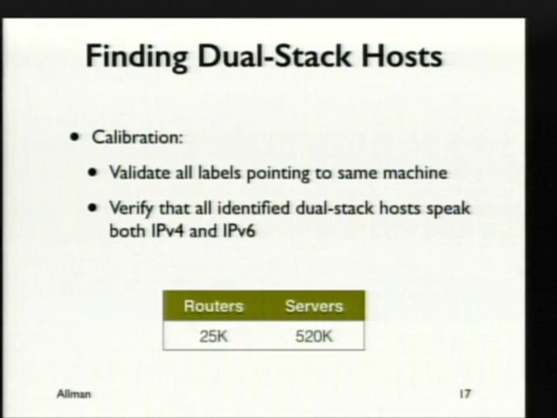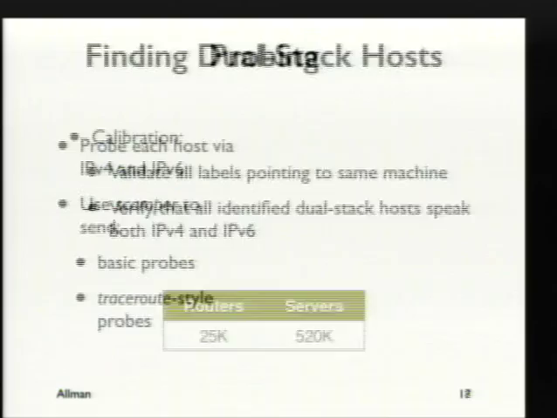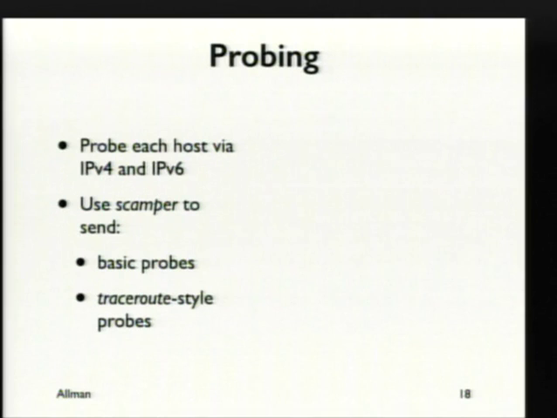And so once we have these lists, we probe them. Obviously, we're going to probe the hosts by both V4 and V6. We use a tool called Scamper, which is a nice probing tool. Matthew Lucky is co-author on this. It's his tool, and he wrote a bunch of new modules to let us do this easily.